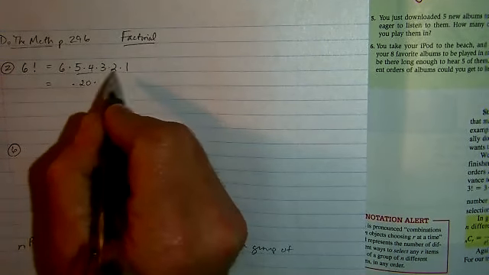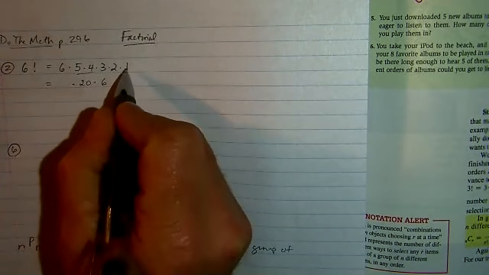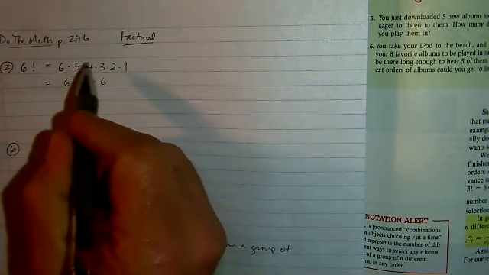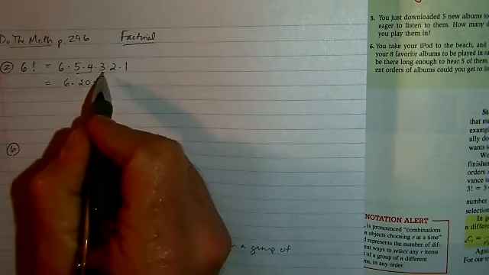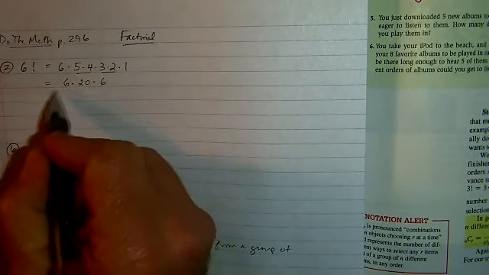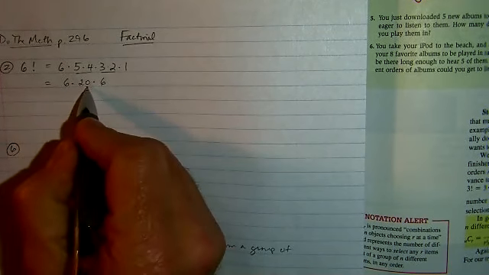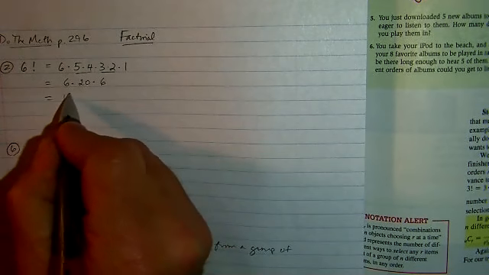And 3 times 2 is 6. We don't really need the 1, right? And then we have another 6 out here. So take 5 times 4 to get 20, and 3 times 2 to get 6. I have 6 times 20 times 6. 6 times 2 is 12, and then I have an extra 0 there, so that's 120.